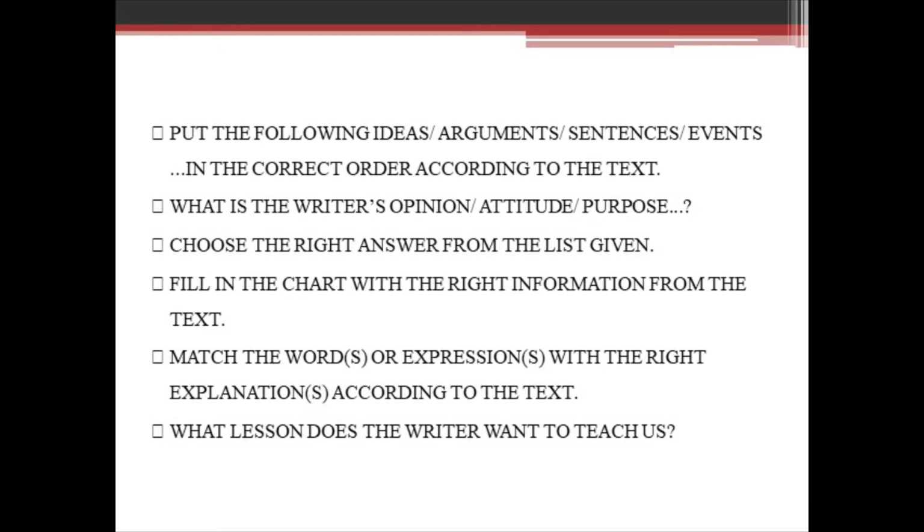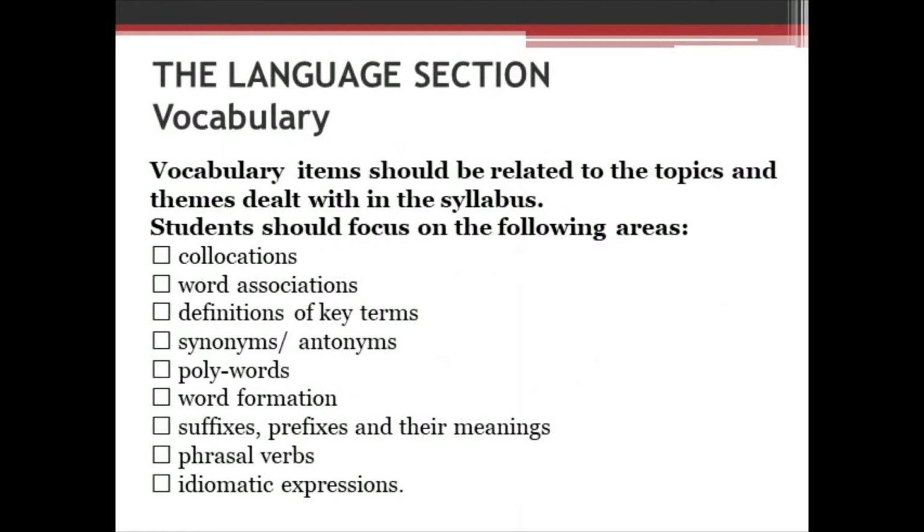Now we have the language section. The language section includes vocabulary, grammar, and functions. Now let's start with vocabulary. You are supposed to know collocations, word associations, definitions of key terms, synonyms, antonyms, polywords, word formation, suffixes, prefixes and their meaning, phrasal verbs, idiomatic expressions.